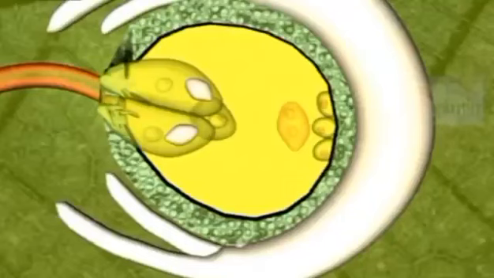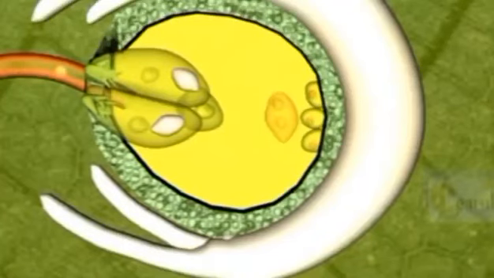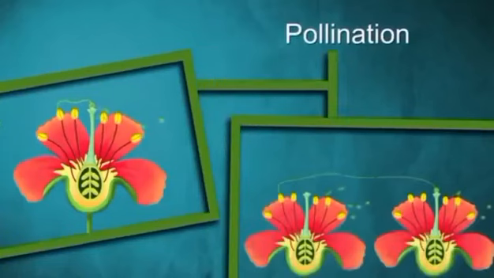The male germ cell produced by the pollen grain fuses with the female gamete present in the ovule. This fusion of germ cells, or fertilization, gives us the zygote, which is capable of growing into a new plant. First, a pollen grain carrying the male gametes is transferred from the stamen of a flower to the stigma of the same or the other flower. Such transfer of the pollen grain is known as pollination.